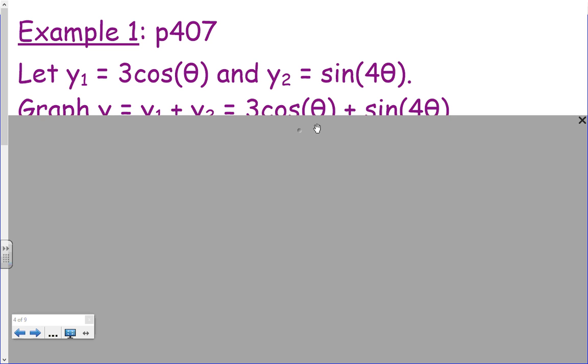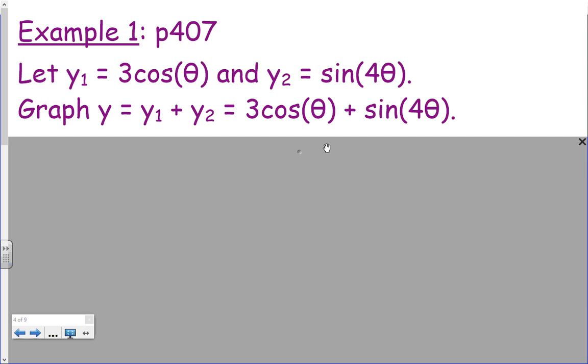All right. So here's what they gave us. We're going to let y1 be 3 cosine of theta. We're going to let y2 be the sine of 4 theta. And we want to graph then y, which is the sum of these two. Y is equal to y1 plus y2 there. That's 3 cosine of theta plus sine of 4 theta.